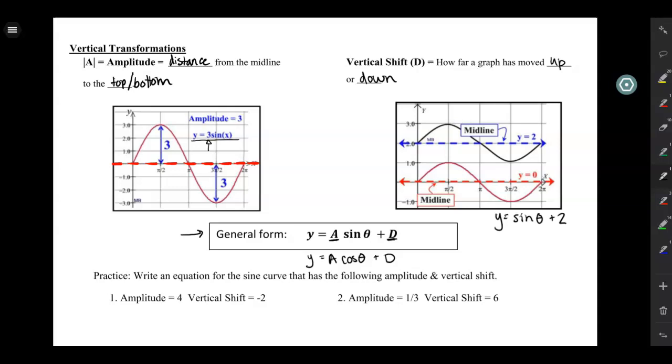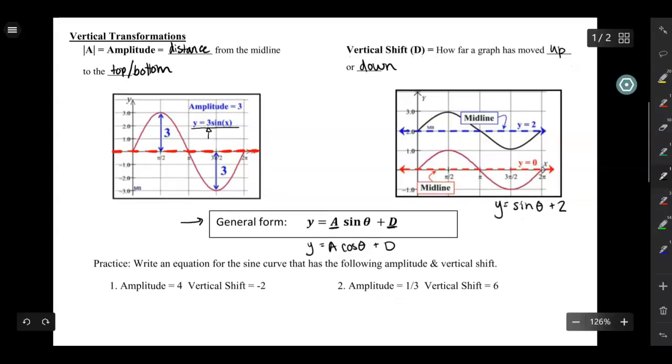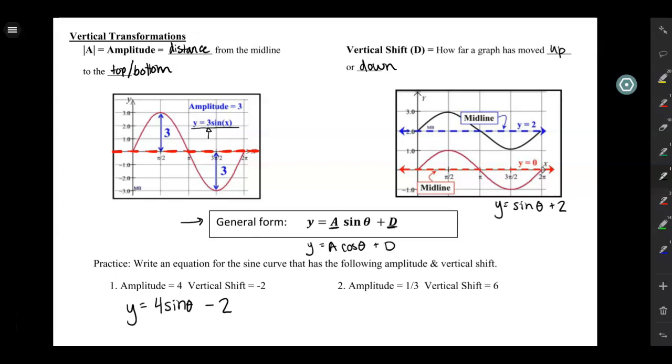So let's do some practice. First, writing equations that have specific amplitudes and vertical shifts. In this practice, we're going to write an equation for the sine curve that has the following amplitude and vertical shift. So I basically want to take the sine equation and make it so that it has an amplitude of 4. So I'm going to put a 4 in front of the sine, and it has a vertical shift of -2, so I'm going to subtract 2 at the end. Okay, the next one's going to be similar. If the amplitude is 1/3, it'll be 1/3 sine of theta plus 6, because I've shifted it up 6.